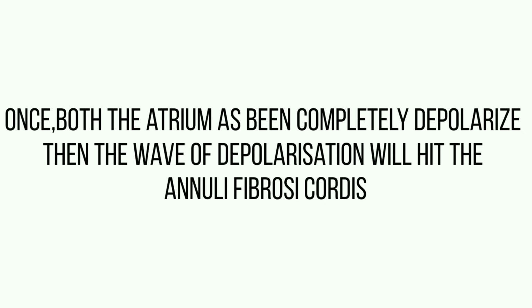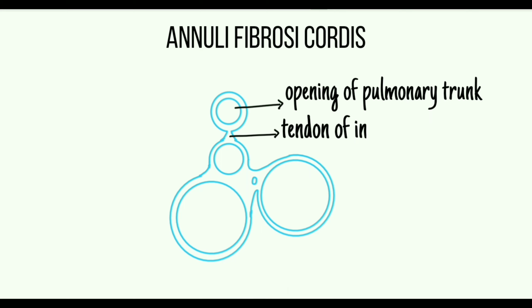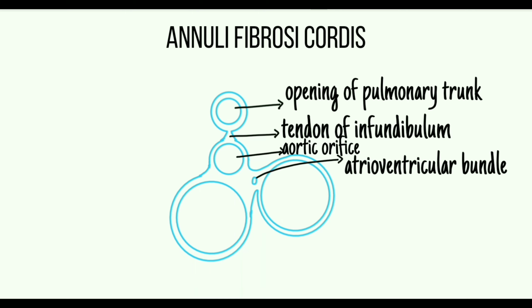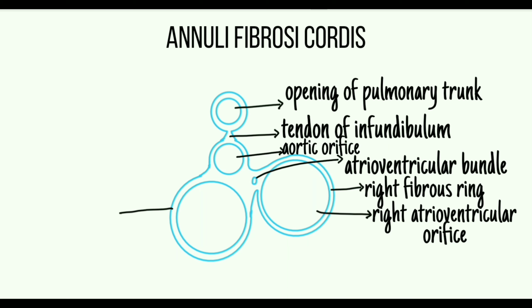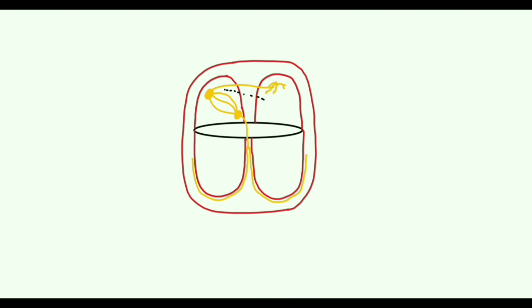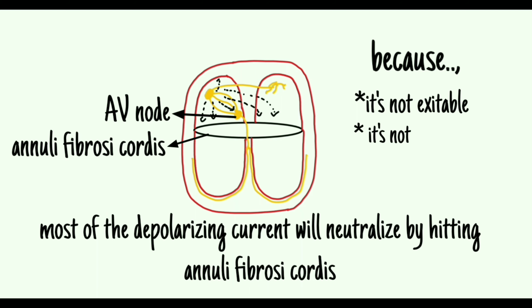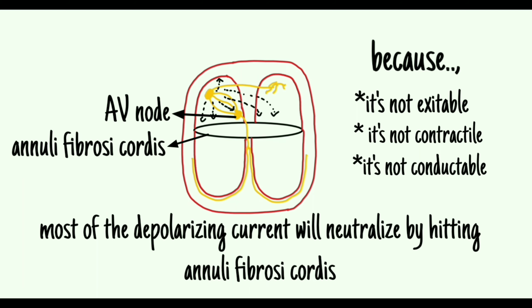Once both atria have been completely depolarized, the wave of depolarization will hit the annuli fibrosi cordis, or the cardiac skeleton. This fibrous skeleton of the heart is a highly dense connective tissue structure that forms and anchors the valves and influences the forces exerted by and through them. And this is the structural representation of it. Most of the depolarizing current is neutralized by hitting this fibrous structure because it is not made of excitable, contractile and conductible cells like myocardiocytes.